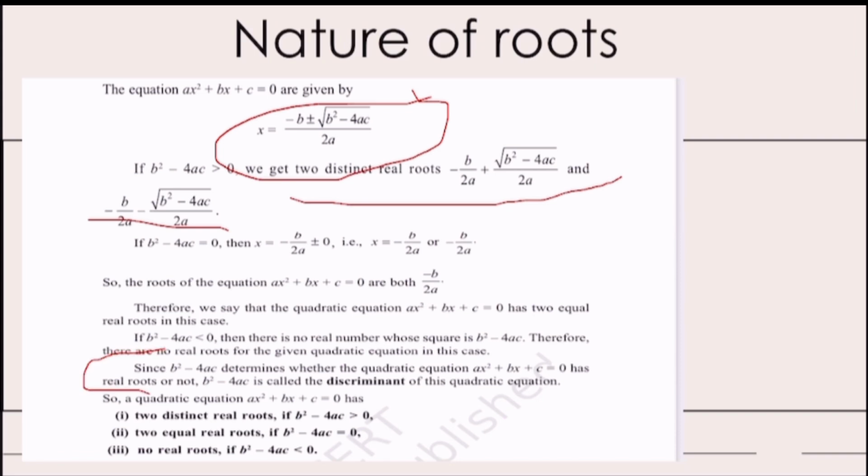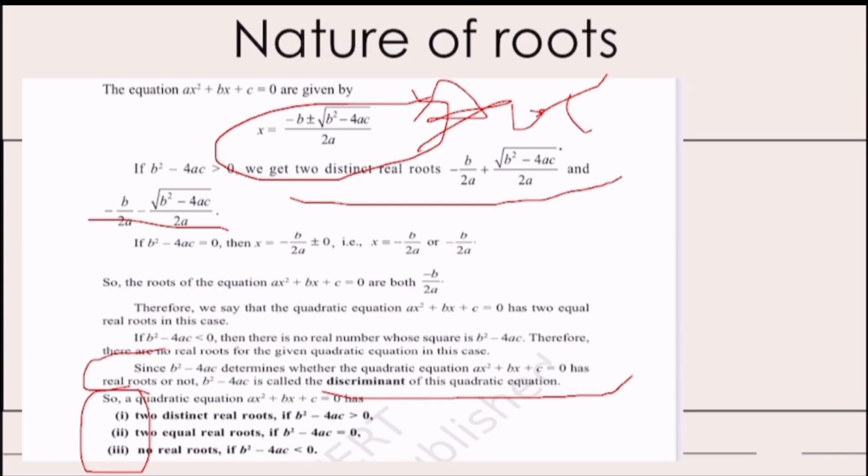Here they have said that since b squared minus 4ac determines whether the quadratic equation ax squared plus bx plus c is equal to 0 has real roots, b squared minus 4ac is the discriminant of the quadratic equation. Now know these 3 points, okay? 2 distinct roots, b squared minus 4ac greater than 0. 2 equal roots is b squared minus 4ac equal to 0. No real roots is b squared minus 4ac less than 0. So main basis of this chapter should be that you all need to know this equation right here.